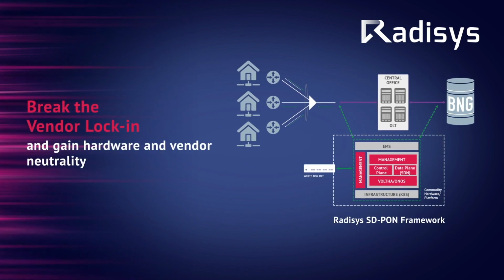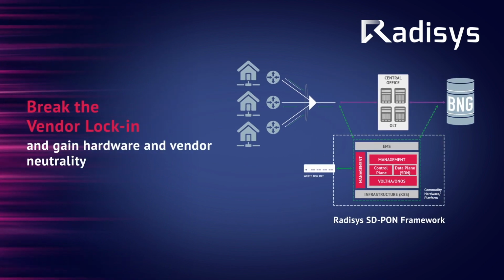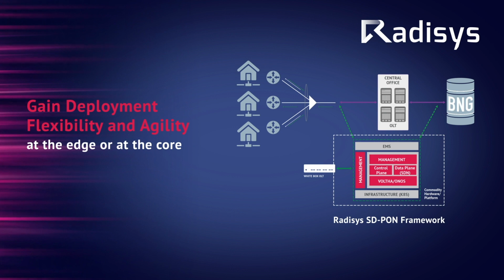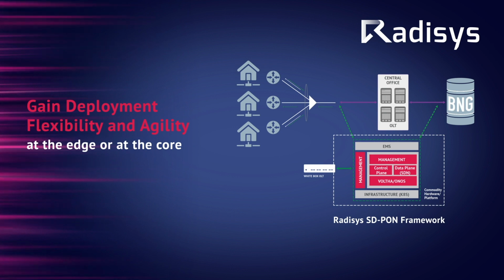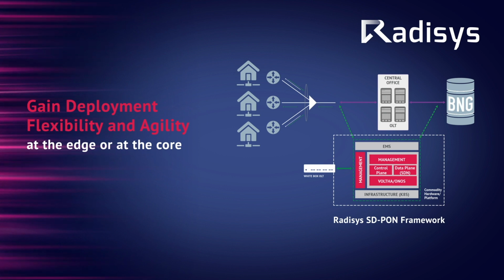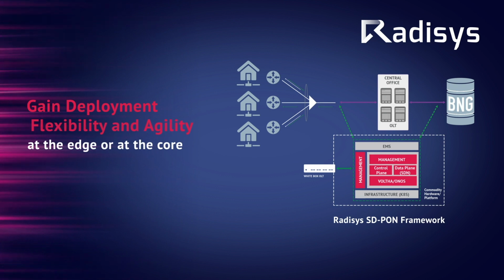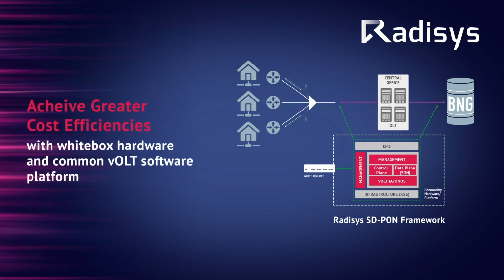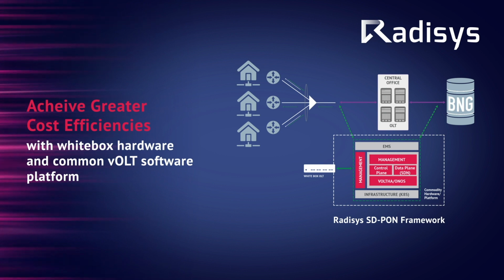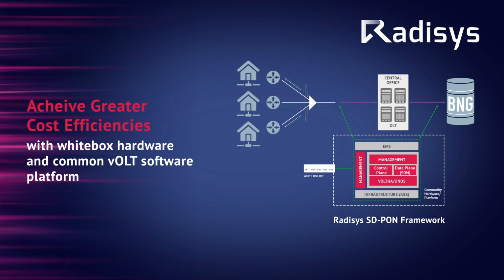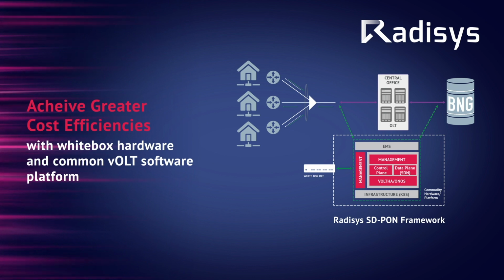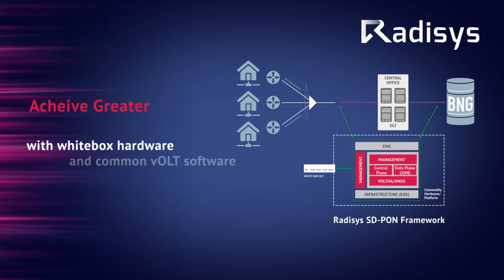With this disaggregated PON solution, service providers gain three main benefits. One, they can break the vendor lock-in and gain access to hardware vendor neutrality. Two, they can get deployment flexibility and agility by having the capabilities to instantiate virtual OLTs and remotely manage the white box OLTs deployed at various locations, such as remote nodes, central offices, metro aggregation nodes, and at the core. And three, achieve greater cost efficiencies by transitioning to white box hardware and by leveraging one common virtual OLT software platform with high programmability and SDN control across diverse broadband access technologies such as XGS-PON, GPON, G.fast, and NG-PON2.